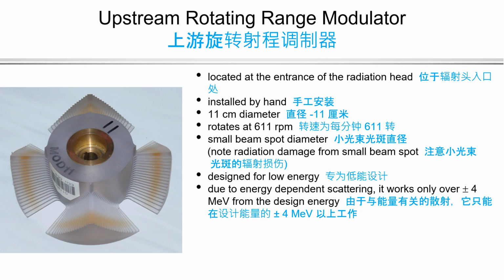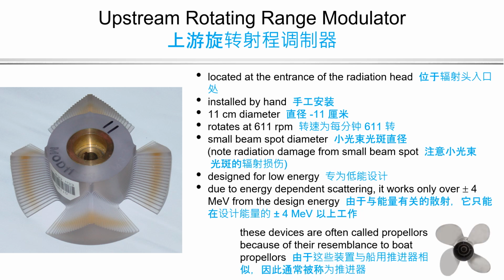This particular device was designed for low-energy proton beams used for eye treatments, and, due to scatter, each device works only over a small range of energies, about plus or minus 4 MeV. These devices are often called propellers because of the resemblance to boat propellers.